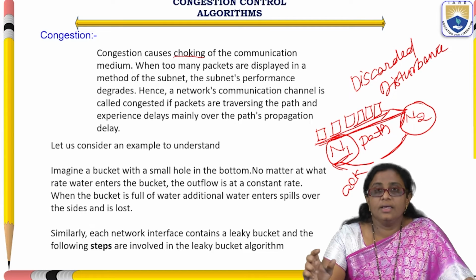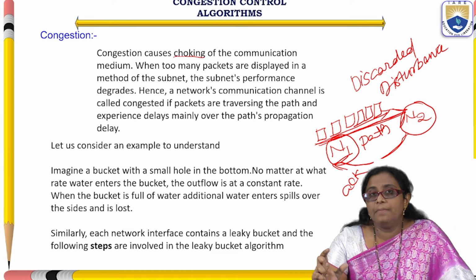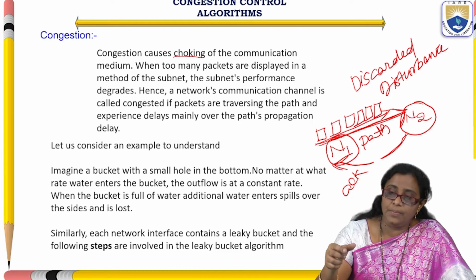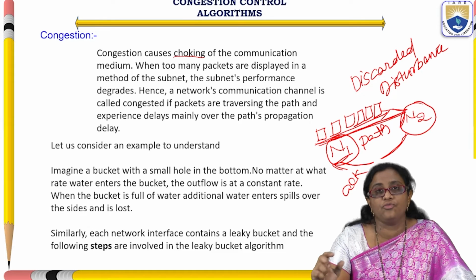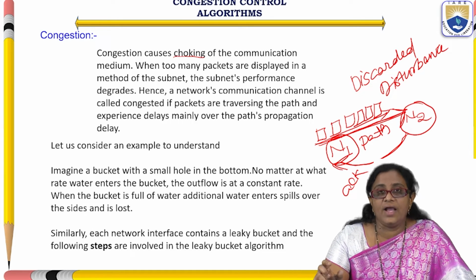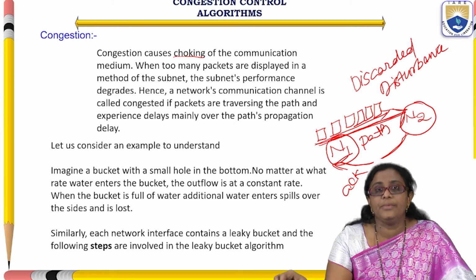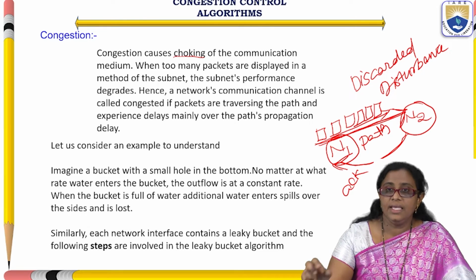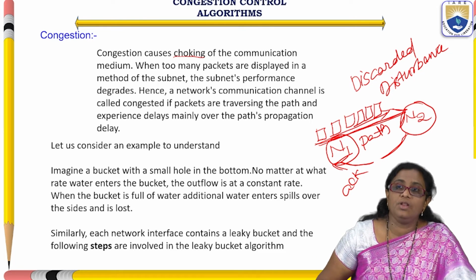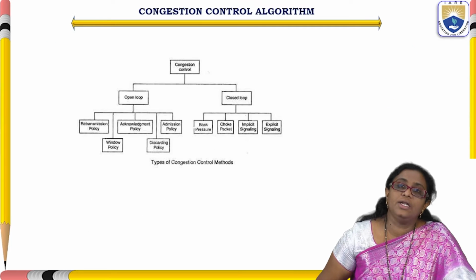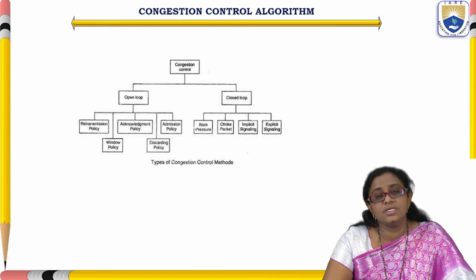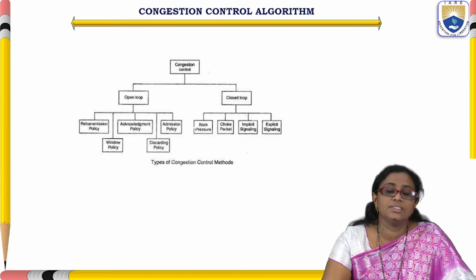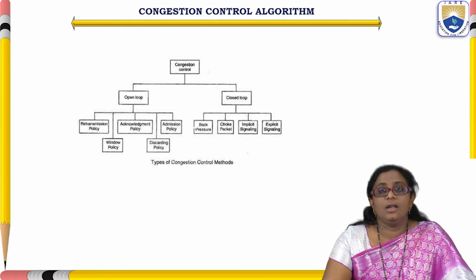So take the example: if a bucket has a hole, whenever you pour the water, it will come out in parallel. How much water it will hold inside, the capacity of the water, we could not identify while you are filling, because the water is coming outside. The leaky bucket algorithm works like that, and we will see how it is determined by means of a congestion controlling algorithm, and what the advantages and disadvantages are while we are discussing the leaky bucket algorithm.